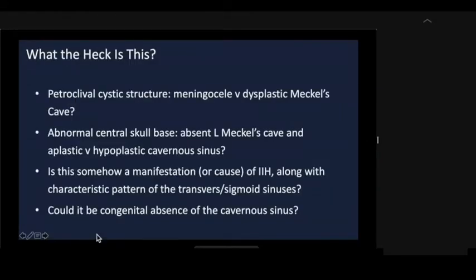So, what the heck is this? Petroclival cystic structure? I don't know. Is it a meningocele? Is it a dysplastic Meckel's cave? What about the remainder of the markedly abnormal central skull base? Where is Meckel's cave on the left? Is the cavernous sinus hypoplastic, aplastic? Is it some form of congenital abnormality? Is this somehow a manifestation or perhaps even a cause of intracranial hypertension? Your thoughts are appreciated. Thank you.